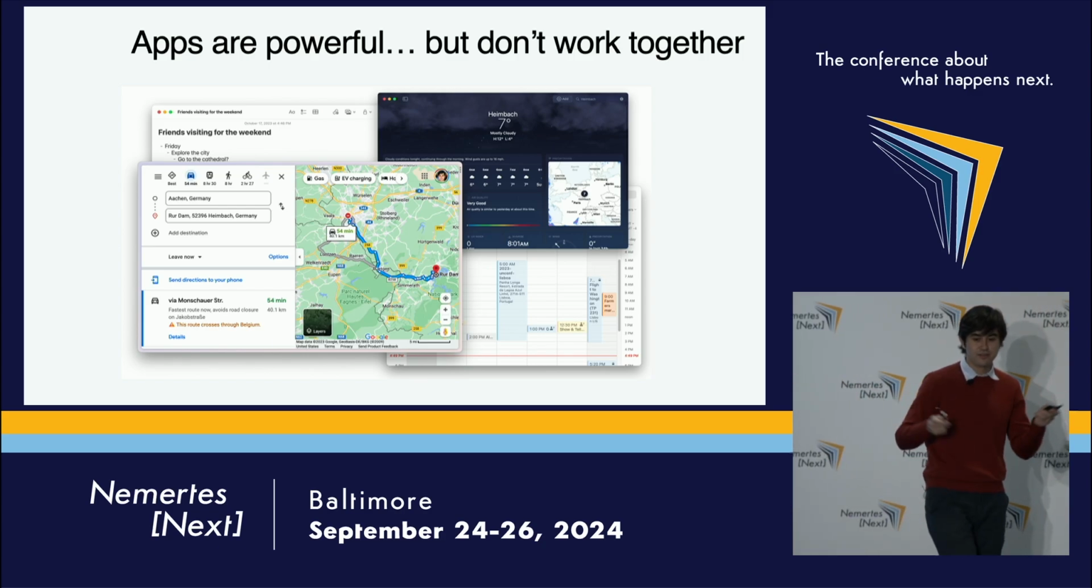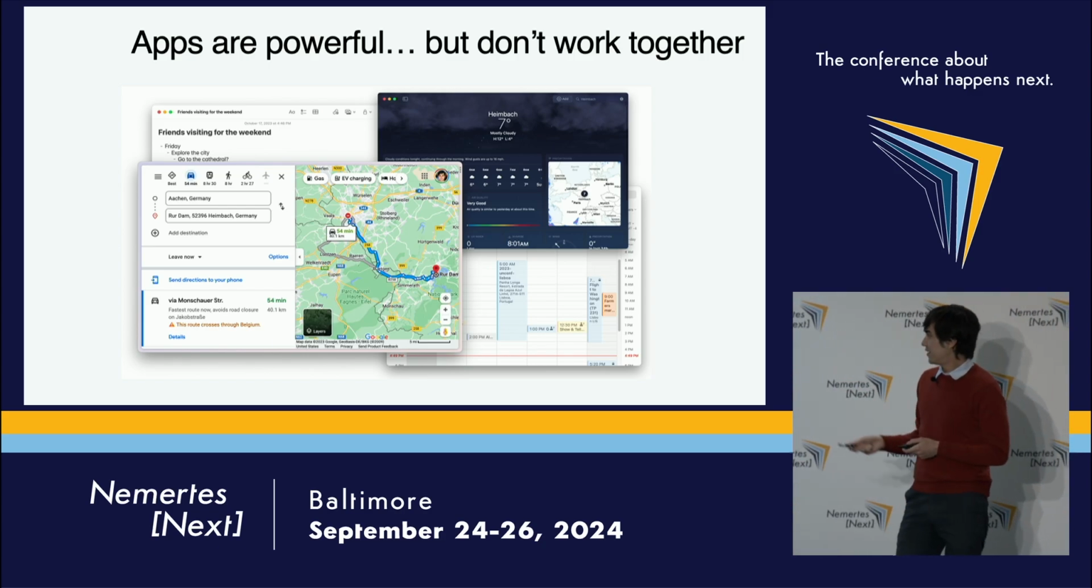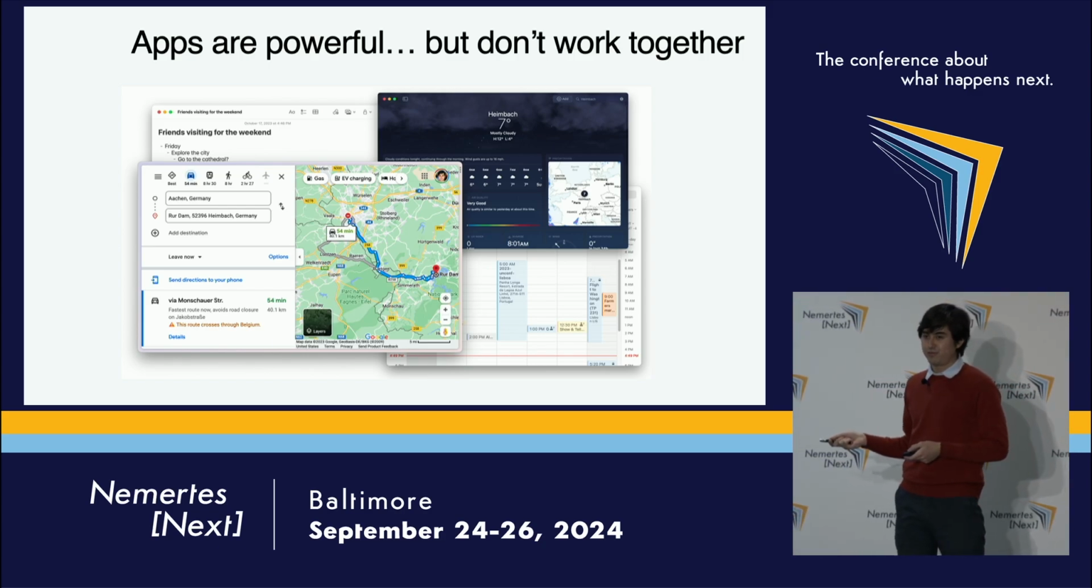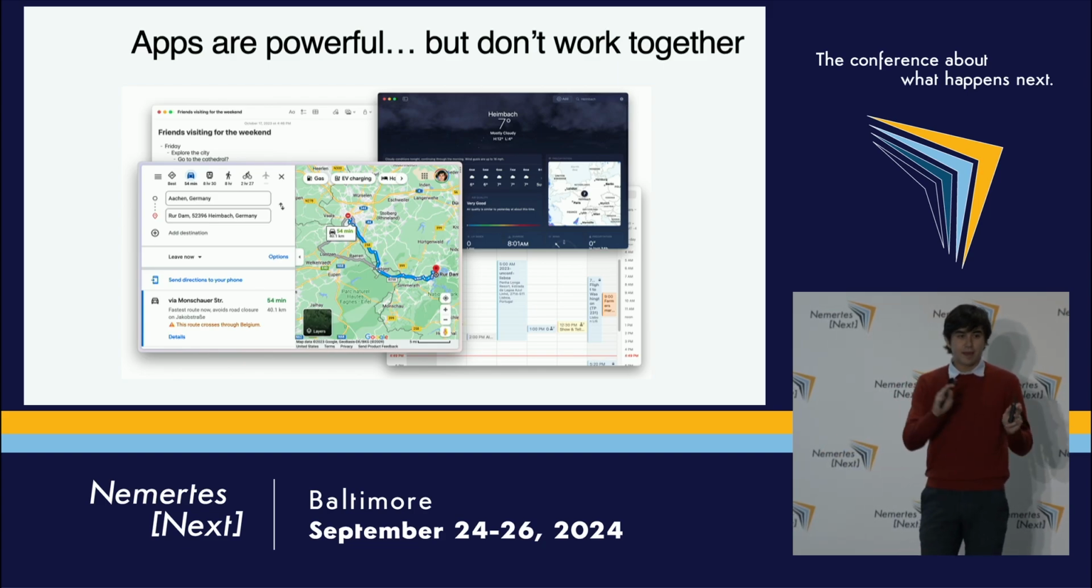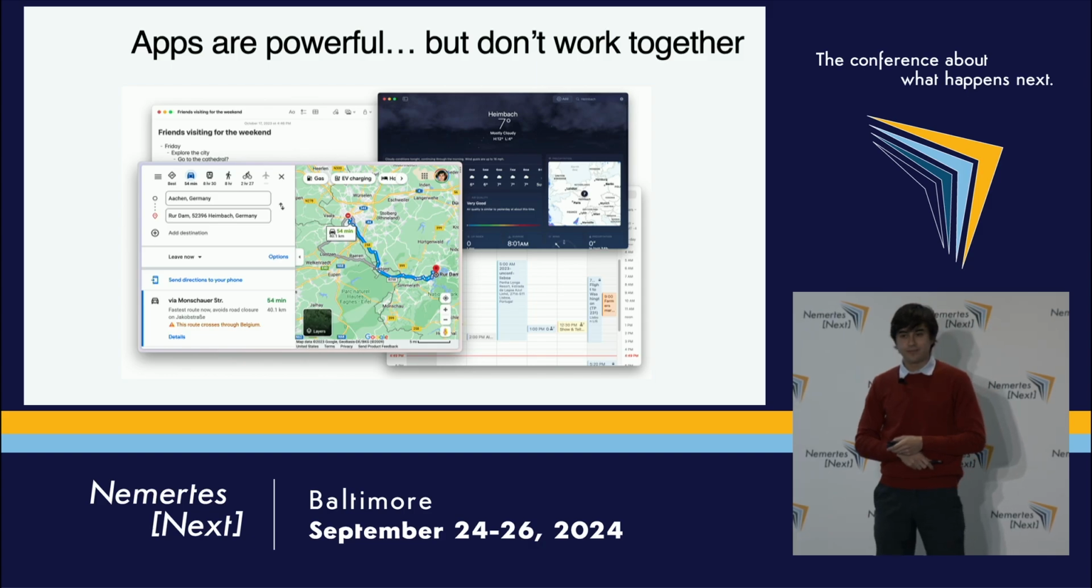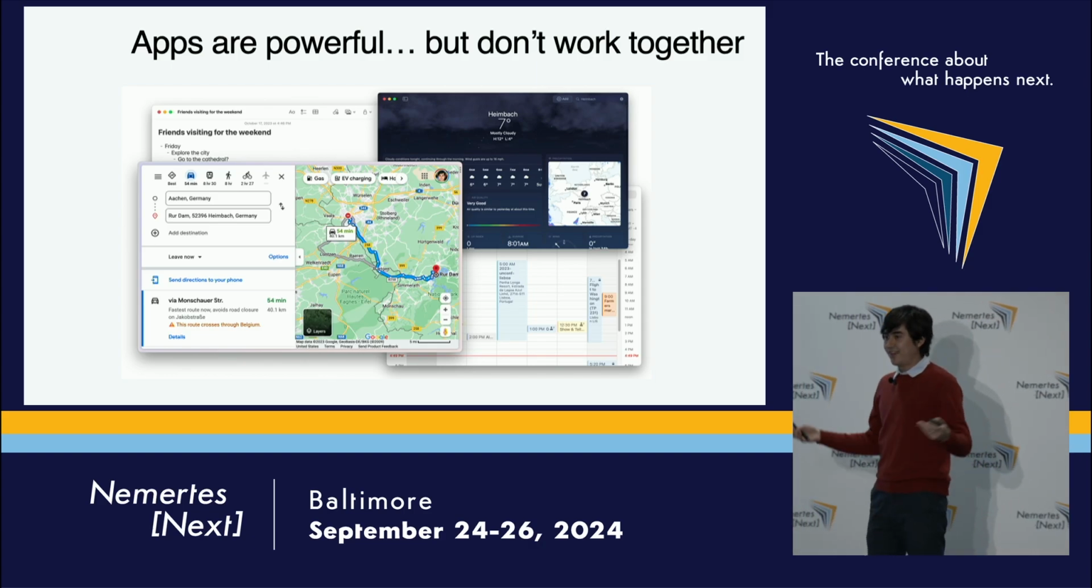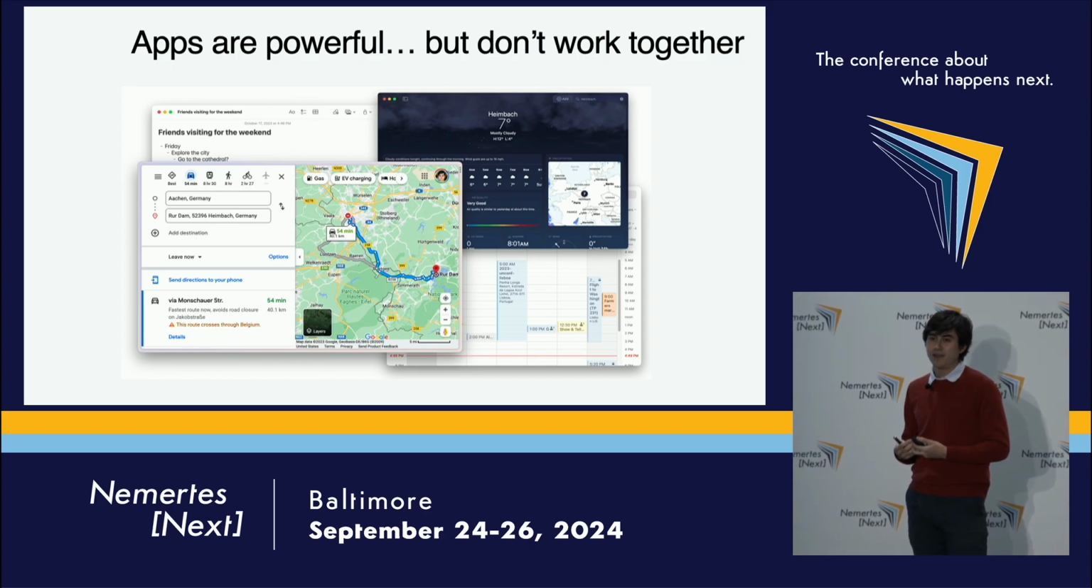And there's all these apps you can use that are pretty nice, actually. You can use Google Maps to find the route to the airport. You can check the weather. You have your calendar. All these apps, on their own, actually work pretty well. The problem is they do not work together at all, even in basic ways.